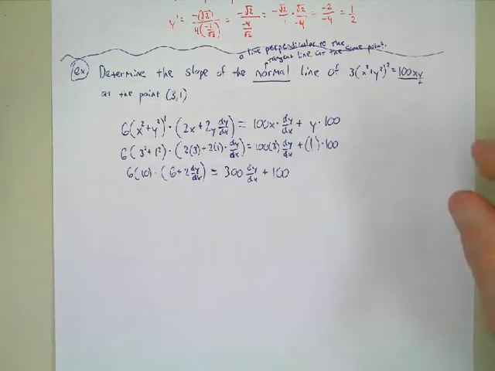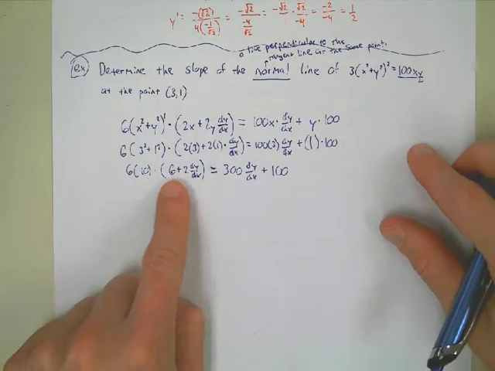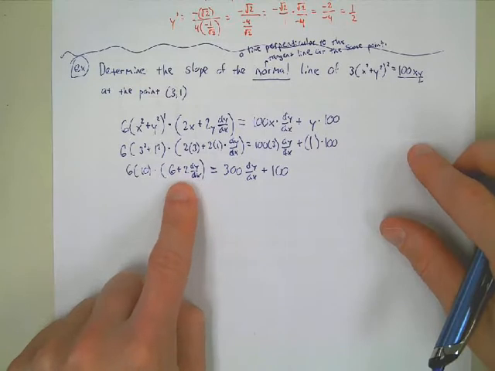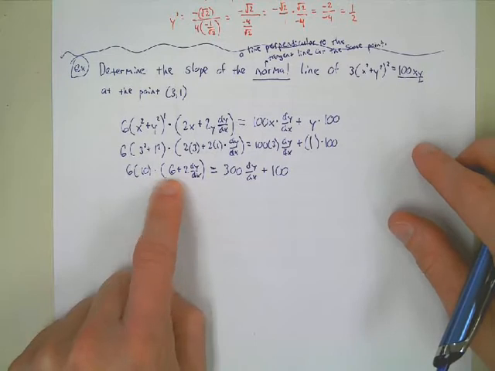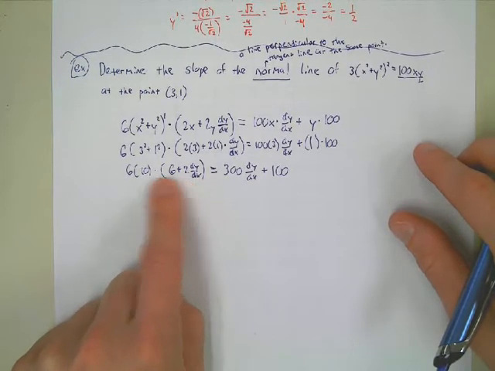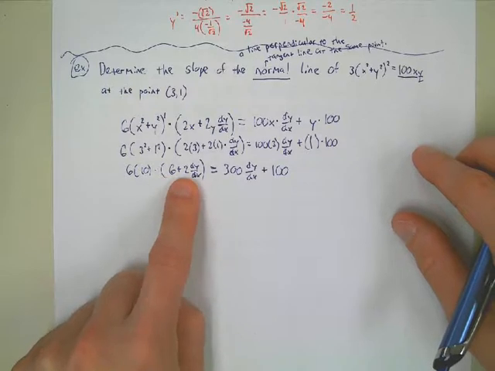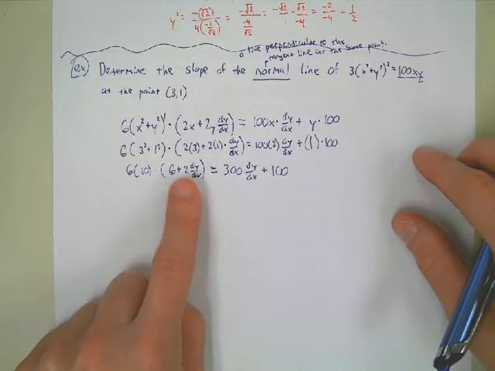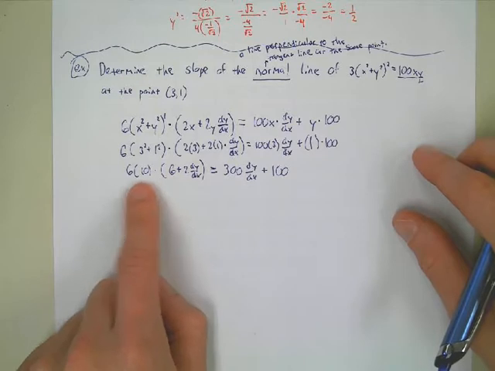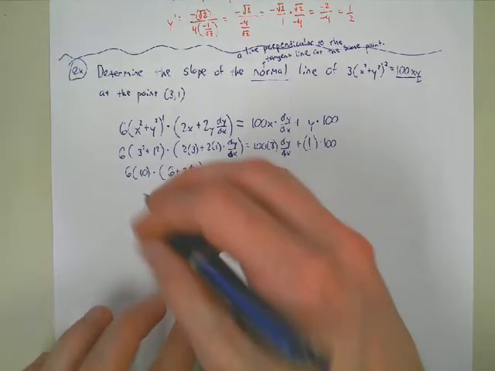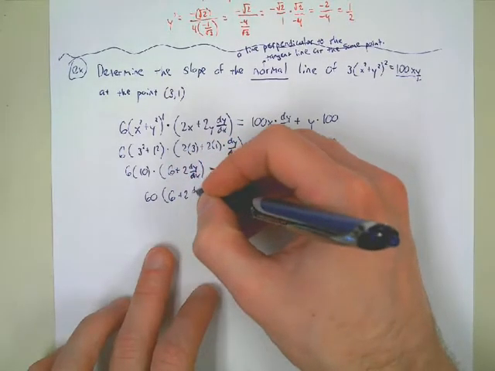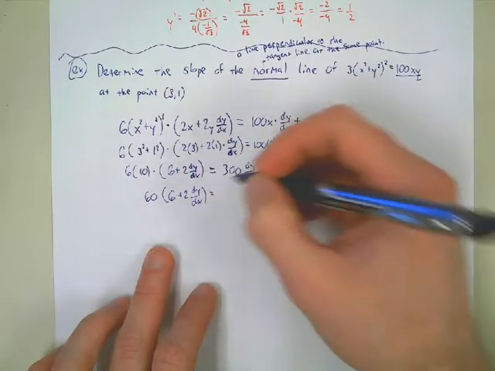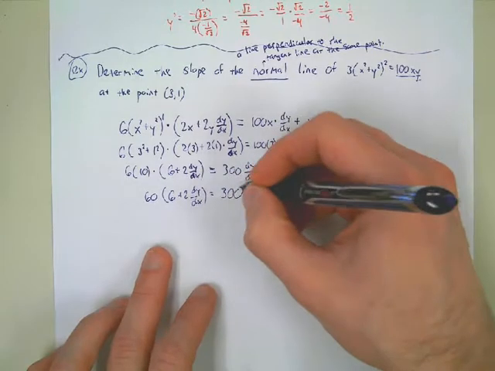So let's hear. I can simplify this 6 plus 2 dy dx to be 8 dy dx, right? No. No, I can't do that. These are not like terms, right? 6 plus 2 dy dx, they're not like terms. This is the number 6. This is 2 dy dx. So we can't add those together, so we have to leave those kind of separate. But I can still do the 6 times the 10 to get 60 there. So 6 plus 2 dy over dx equals 300 dy dx plus 100.